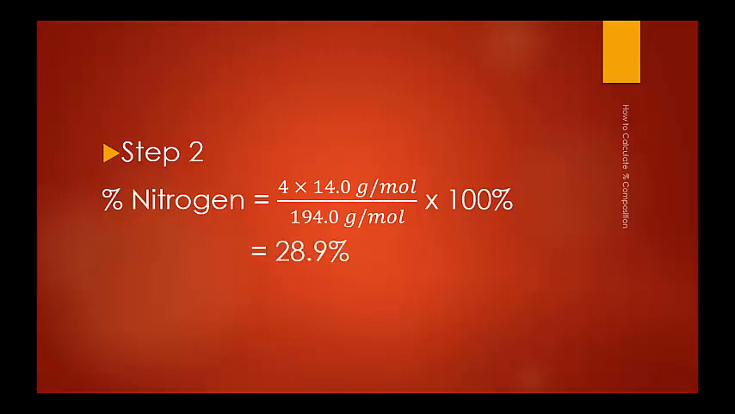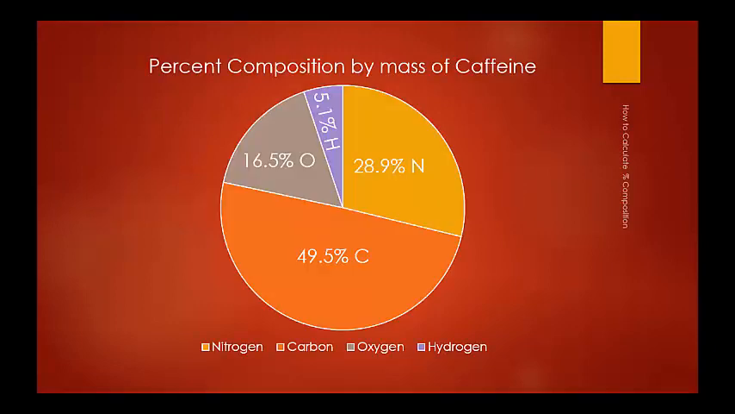Should have gotten 28.9% nitrogen. So that means caffeine is made up of 28.9% nitrogen. And if we did a similar calculation for the other elements in caffeine, we would have determined their percent compositions as well. So sometimes you might be asked to determine all of them and sometimes just one.